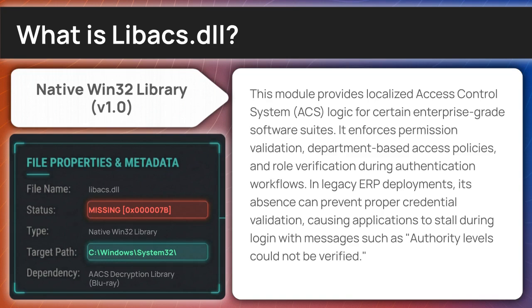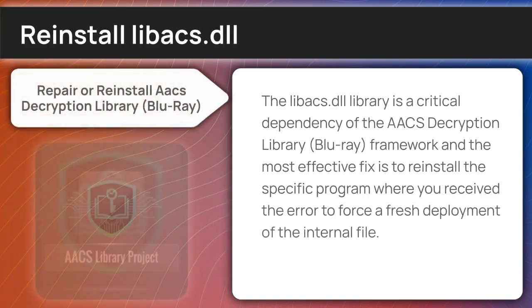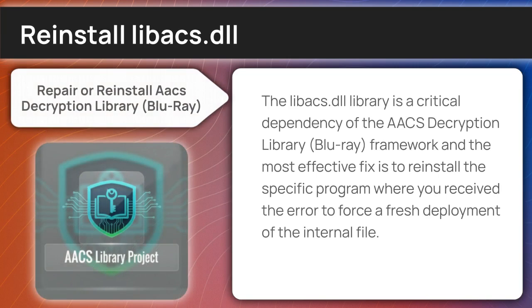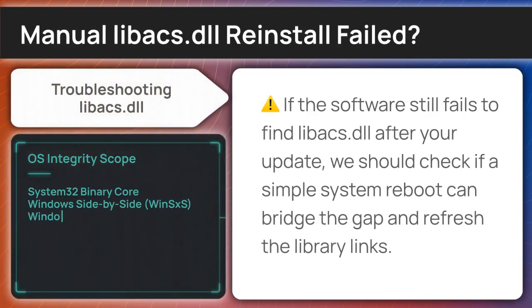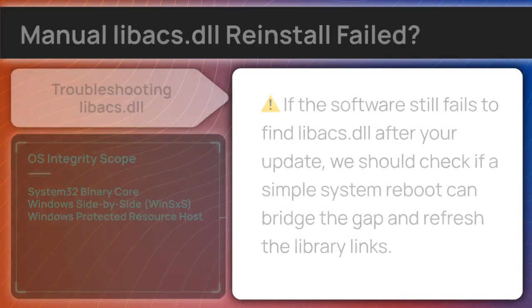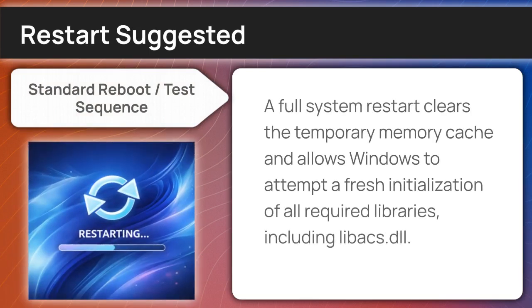With the explanation out of the way, let's refresh the affected files. The Libacs Library DLL library is a critical dependency of the AACS Decryption Library Blu-ray framework, and the most effective fix is to reinstall the specific program where you received the error to force a fresh deployment of the internal file. If a standard reinstallation doesn't restore the library, we need to verify if the system environment is properly recognizing the new components. A system reboot is a reliable way to clear away zombie processes that might be interfering with Libacs library. It's a low-impact step that ensures your operating system is starting with a synchronized environment.